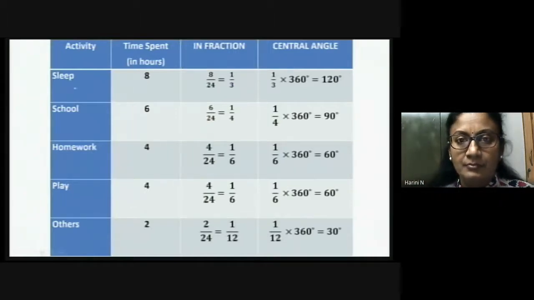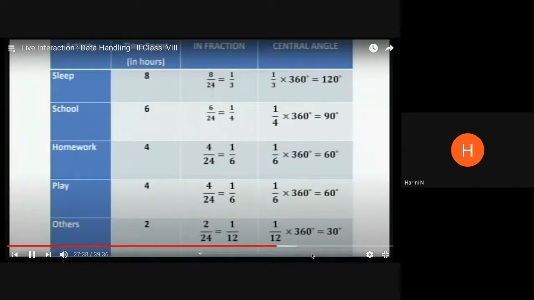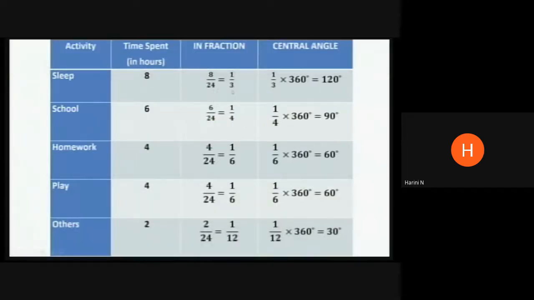So, what fraction of the complete day is spent on sleeping? How will I find it out? I'll just have to divide 8 by 24. So 8 by 24, when I divide it, I get 1/3. So I have to remove 1/3 of the circle and say that portion of the circle is representing the sleep time.